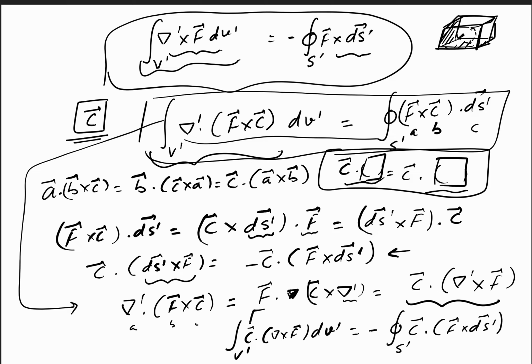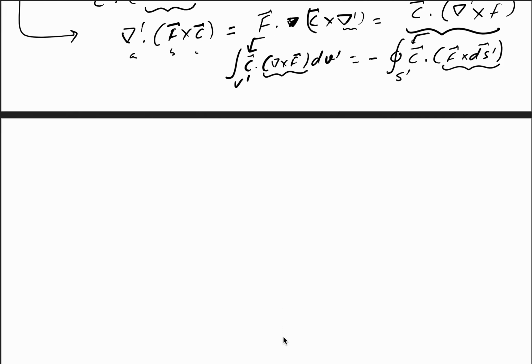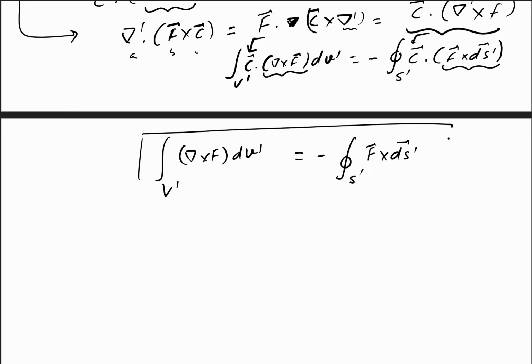Since C is a constant vector and this is a dot product that holds everywhere, we can write from this equality that del dash cross F dv dash over the whole volume V dash is equal to minus F cross ds dash over the whole surface S dash. So this is the quantity which we have proved.